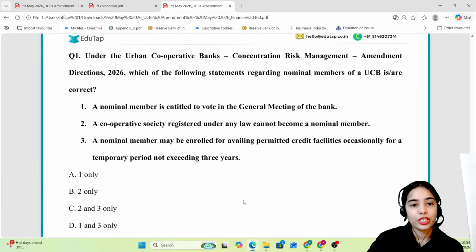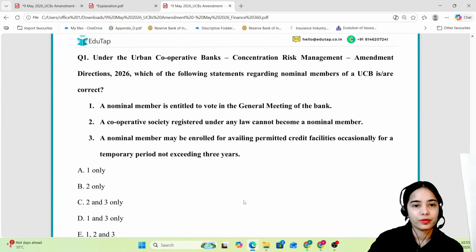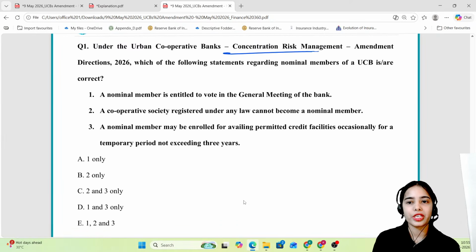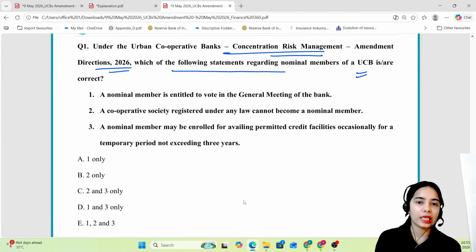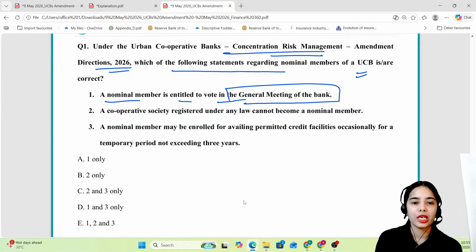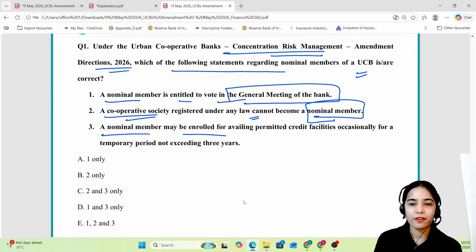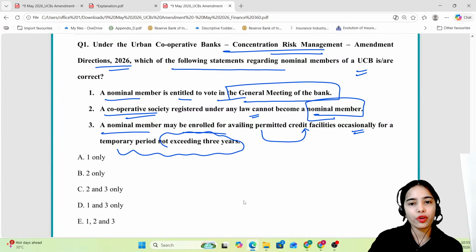Now coming to the questions, this is the first question. Under the Urban Cooperative Banks Concentration Risk Management Amendment Directions 2026, which of the following statements regarding nominal members of an urban cooperative bank is or are correct? A nominal member is entitled to vote in the general meeting of the bank. Cooperative society registered under any law cannot be a nominal member. Nominal member may be enrolled for availing permitted credit facilities occasionally for a temporary period not exceeding 3 years. So which of the following statements is or are correct? That you have to tell me.